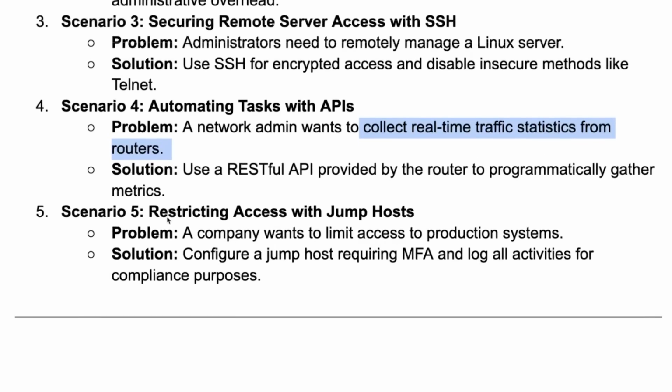And finally, we have scenario 5, which is restricting access with jump hosts. The problem is that the company wants to limit access to production systems. So they would configure a jump host that requires multi-factor authentication, and then you would log all activities for compliance purposes, meaning all of the connections to that jump host, and all of the connections from the jump host to those production systems, for compliance, as well as incident response and security investigations, and whatever other reason you would need logs of all of the activities, right? To just make sure you keep people accountable, etc.